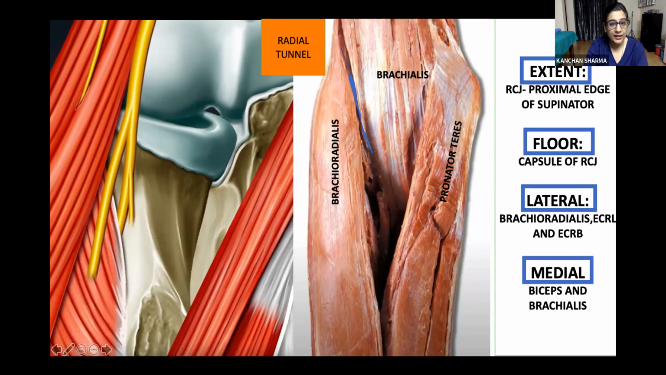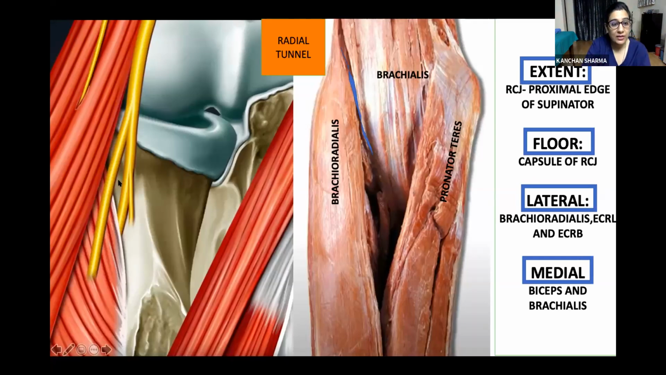From the tunnel it goes like this. On the lateral side, you have your ECRL, that is extensor carpi radialis longus, brevis, and brachioradialis, which form the mobile wad. We call it the mobile wad. And on the medial side, you have your biceps tendon and your brachialis muscle. So now everything is surrounded from all sides, and this area now becomes a tunnel.